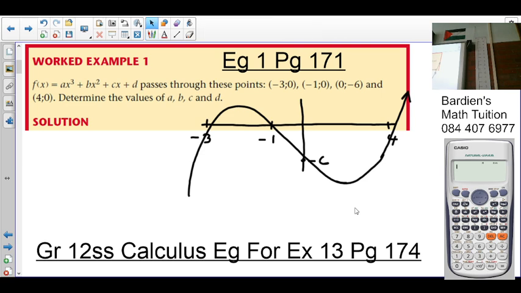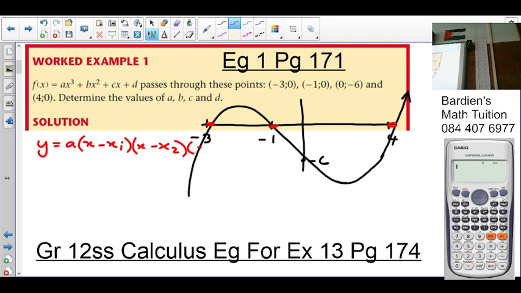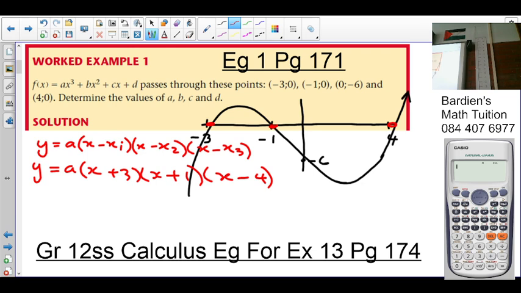So if we've got this form and these points, people, we know that since we've got the x-intercepts, what do we say? y equals a into x minus x1, x minus x2, x minus x3. So we now say y is equal to a into x. Now the first x value is minus 3, so it will be plus 3. x minus minus 1 becomes plus 1, and x minus 4. If you started with minus 4 and then minus 1 and then minus 3, there's no problem, people. I'm just starting from one side and working my way through.